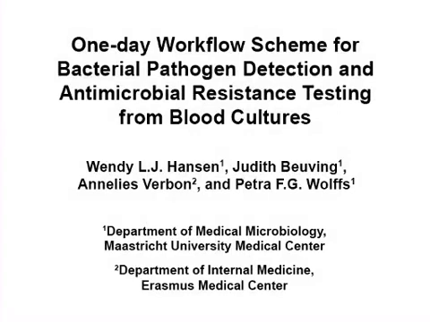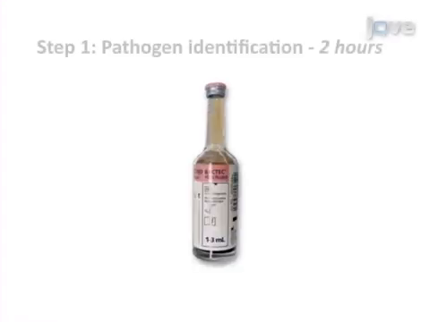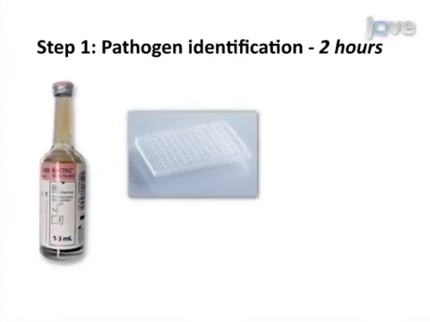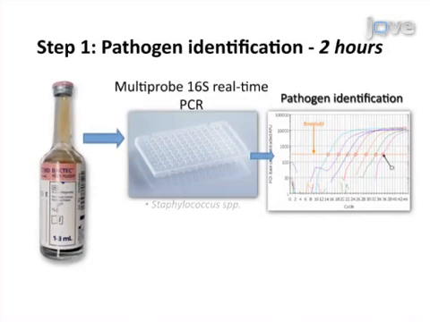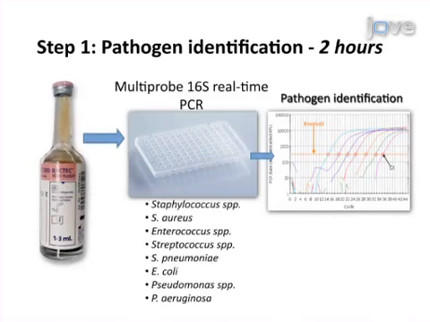The overall goal of this procedure is to identify and assess antibiotic susceptibility of blood culture isolates in less time than with conventional methods. This is accomplished by first identifying the blood culture isolate using a novel 16S ribosomal DNA multiprobe PCR assay.